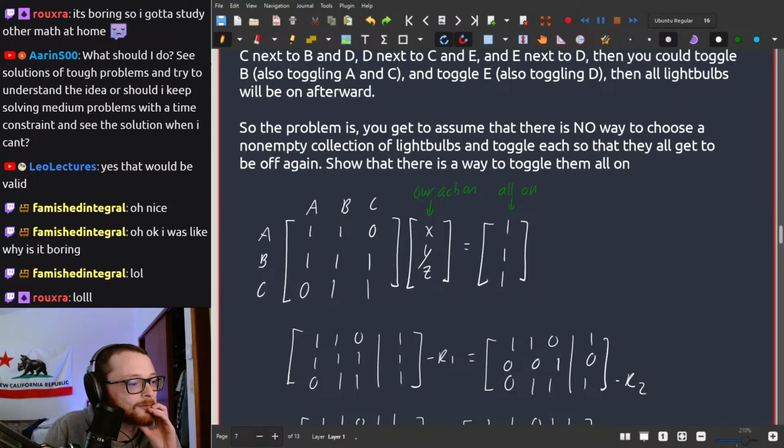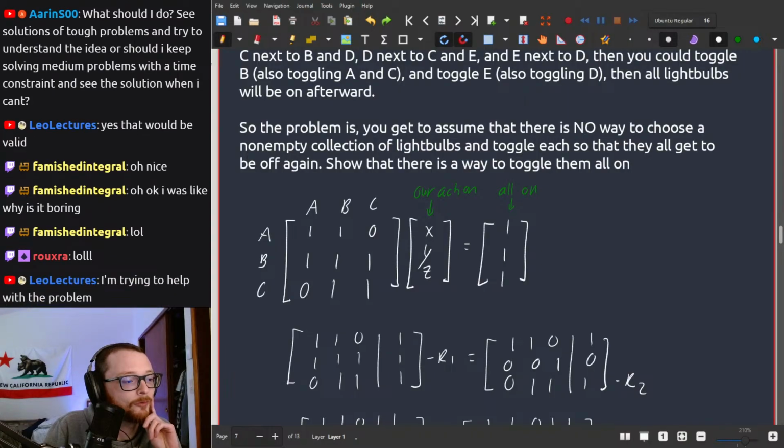Should I look at the solution to tough problems? Try to understand the idea. It's usually better to solve things for yourself, Aaron. It can be helpful to look at solutions, but it's always helpful to try it for yourself first, even if you end up looking at the solution later. There's no substitute for doing things for yourself. Trying to help with the problem. Fair enough.